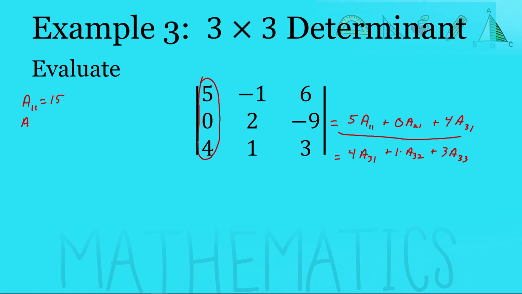We had that A21 was equal to 9, not that it matters. And then we had that A31 was equal to negative 3. So in this particular case, our determinant is going to be equal to 5 times 15, plus 0 times 9, plus 4 times negative 3. That will give us 75 minus 12, which will be equal to 63.